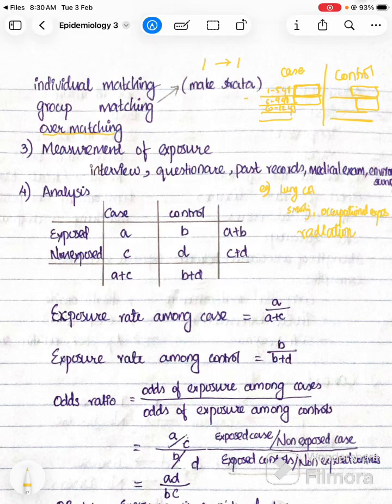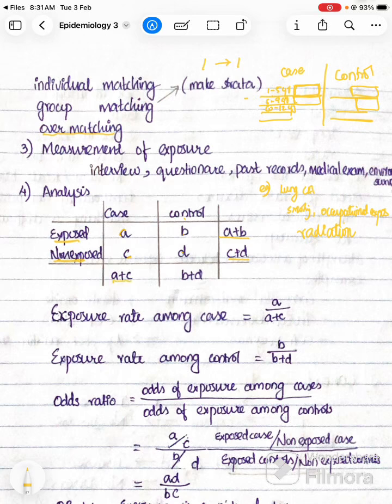Now analysis. Based on the answers to the above questions, we are going to divide the cases and controls into two groups. Cases can be exposed or non-exposed. Controls can be exposed or non-exposed. These are A, B, C and D. So the total exposed is A plus B. The total non-exposed is C plus D.